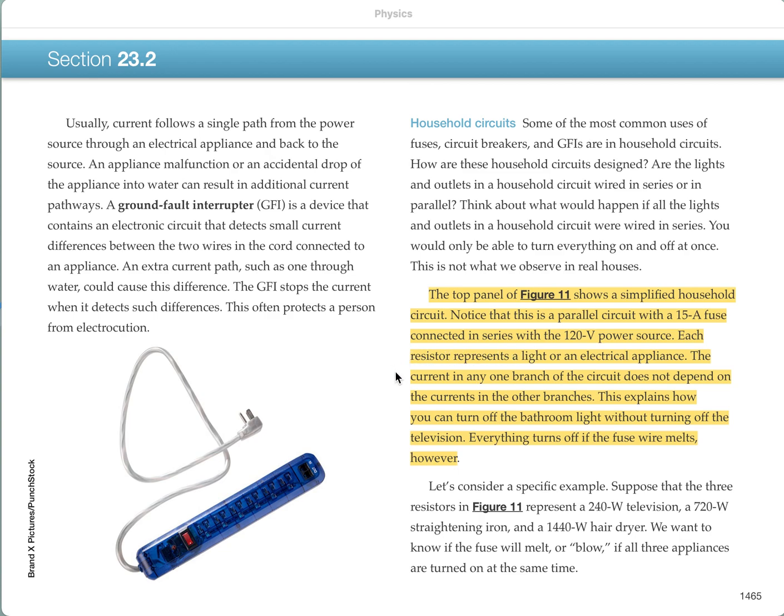The current in each one of the branches of the circuits does not depend on the currents in the other branches. You know, your sister can be using the hairdryer and you don't care. The television is independent. This explains how you can turn on and off bathroom lights without turning on and off the television, for example. Everything turns on and off if the fuse melts, because that's safety.